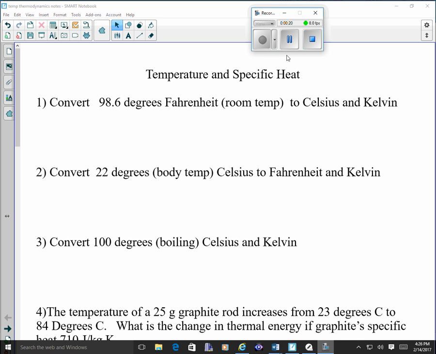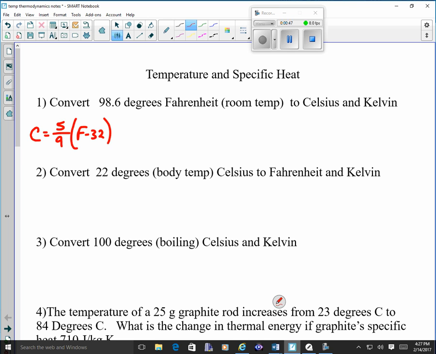And so I need you to know how to convert from the different scales of Fahrenheit to Celsius and Celsius to Kelvin and Fahrenheit, or Celsius to Fahrenheit. So let's go over some quick little formulas here. The first formula we're going to use is converting Fahrenheit to Celsius. So I'm going to say that Celsius equals 5 ninths times the temperature in Fahrenheit minus 32.